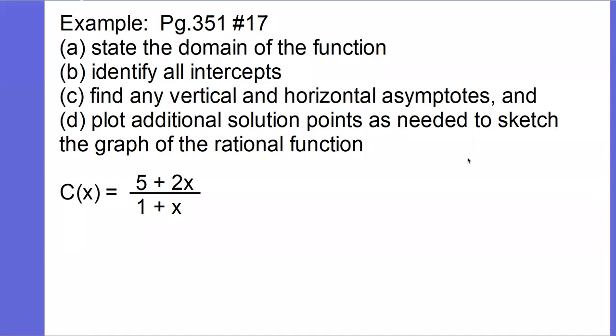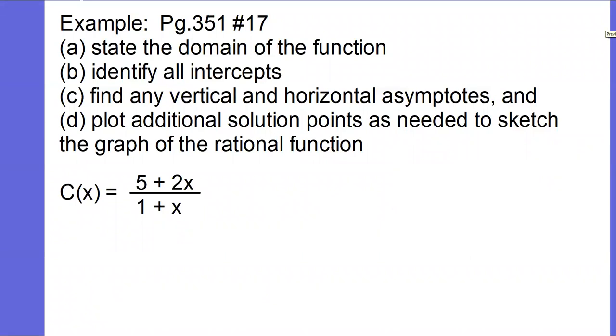In this video, we're going to answer several questions about a rational function. We are going to state the domain of the function. That's part A. We are going to identify all the intercepts. That's part B. Part C, find any vertical and horizontal asymptotes. And part D, plot additional solution points as needed to sketch the graph of the rational function. So our function is c of x equals 5 plus 2x all over the quantity of 1 plus x.